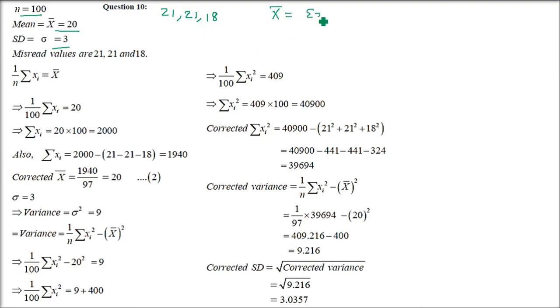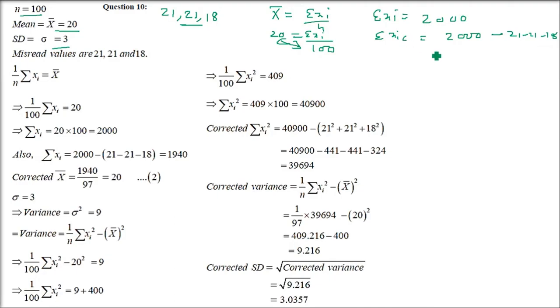So x bar is what? Sigma xi by n. x bar is known, 20, and n is also known, 100. So sigma xi can be computed. It's simply 20 into 100, that is the sum of all the observations, 2000. Now you have to remove all these: 21, 21, 18. So sigma xi corrected will be what? 2000, subtract 21, 21, then 18.